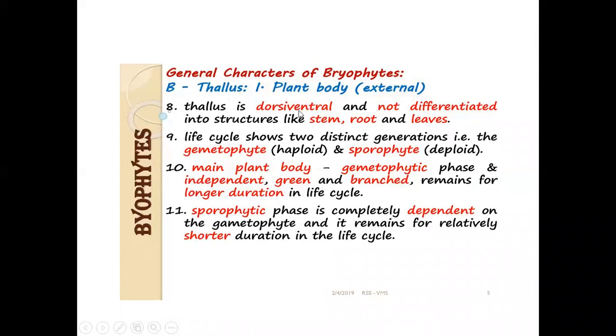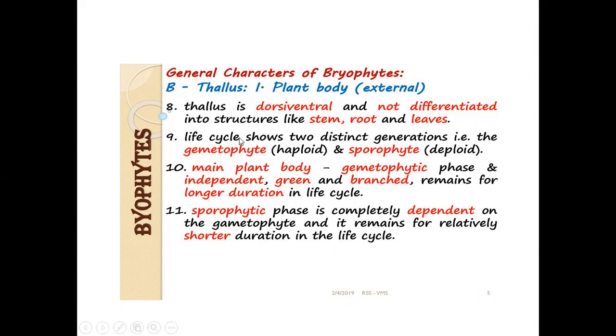The plant is dorsiventral and is not differentiated into stem, root and leaves. Dorsiventral means you can see the upper surface as well as the lower surface of the thallus. Here we call the plant body a thallus because there is no stem or root, we can see only a mass of tissue, that's it. So that's why we call it a thallus. The dorsal side is different and the ventral side is different, so we call it dorsiventral.